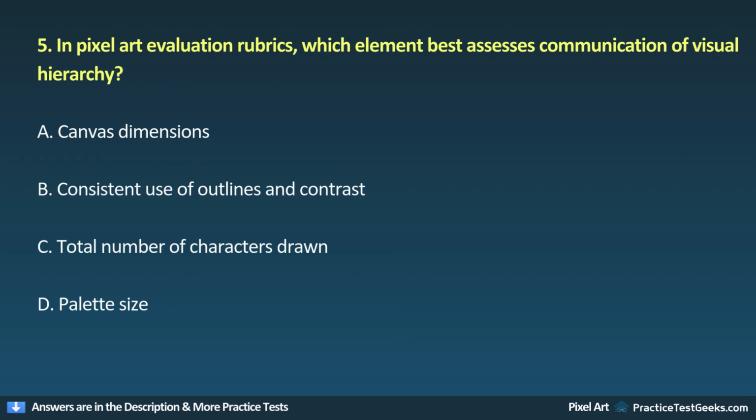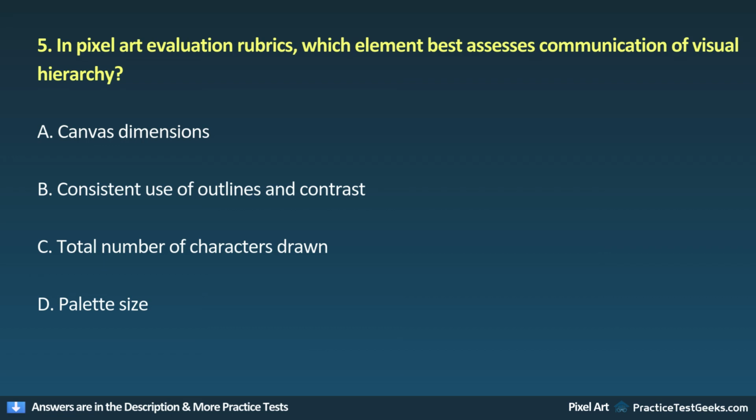5. In pixel art evaluation rubrics, which element best assesses communication of visual hierarchy? A. Canvas dimensions. B. Consistent use of outlines and contrast. C. Total number of characters drawn.